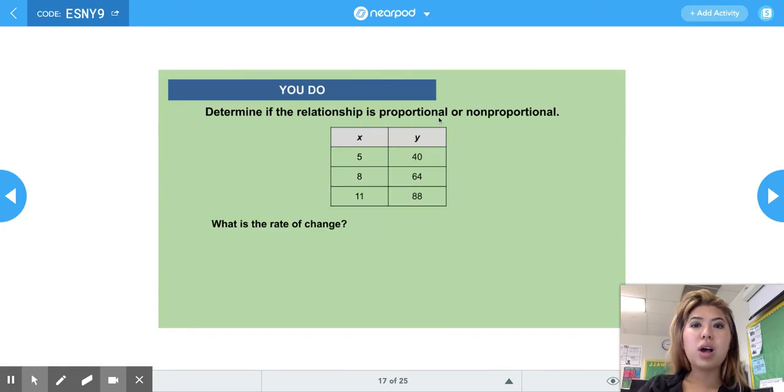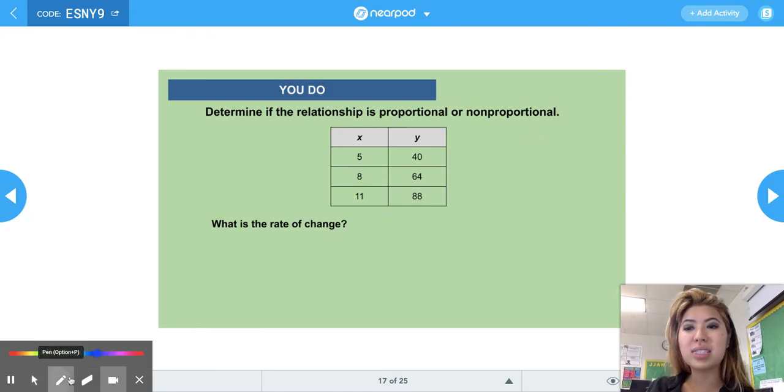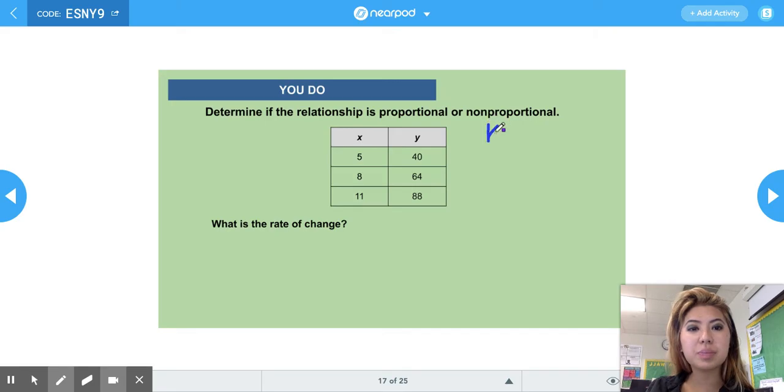So as a review of determining whether tables are proportional or non-proportional, first you have to figure out if it's proportional by using the equation k is equal to y over x. And so you take each point, you divide the y value by the x value and see if they're all the same. If they're all the same, that makes it proportional. If they're not the same, then it makes it non-proportional.